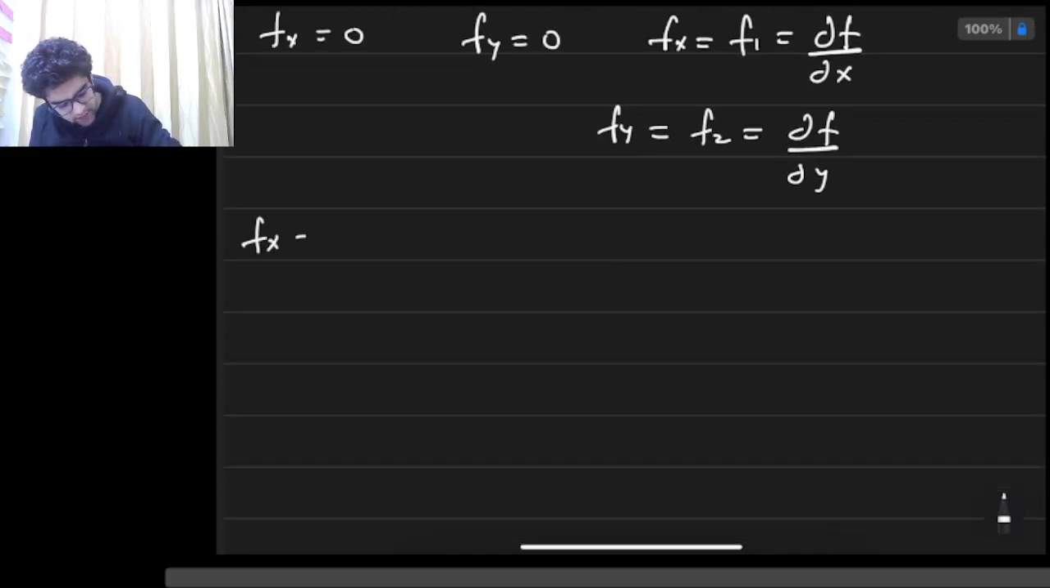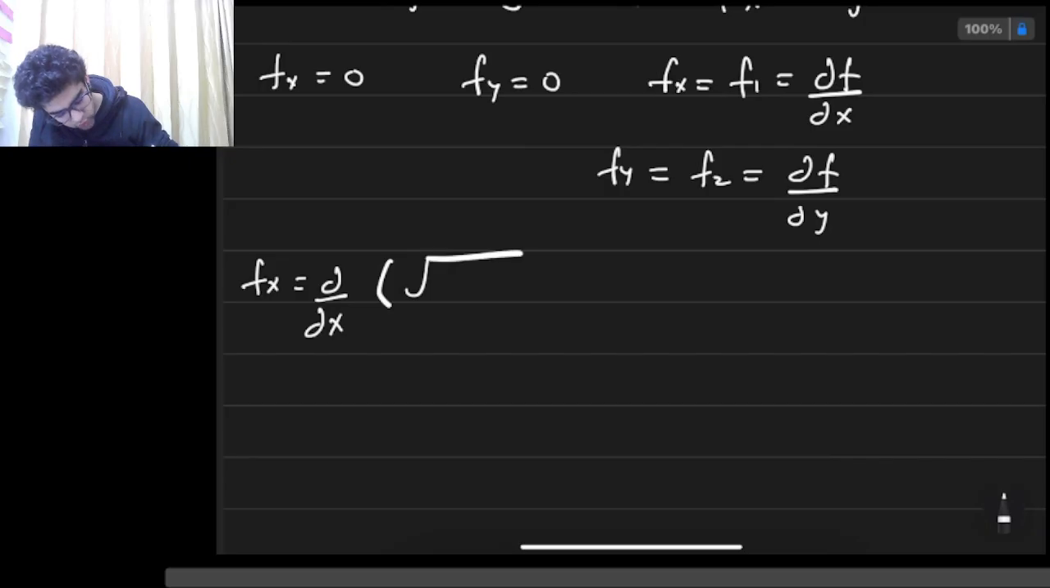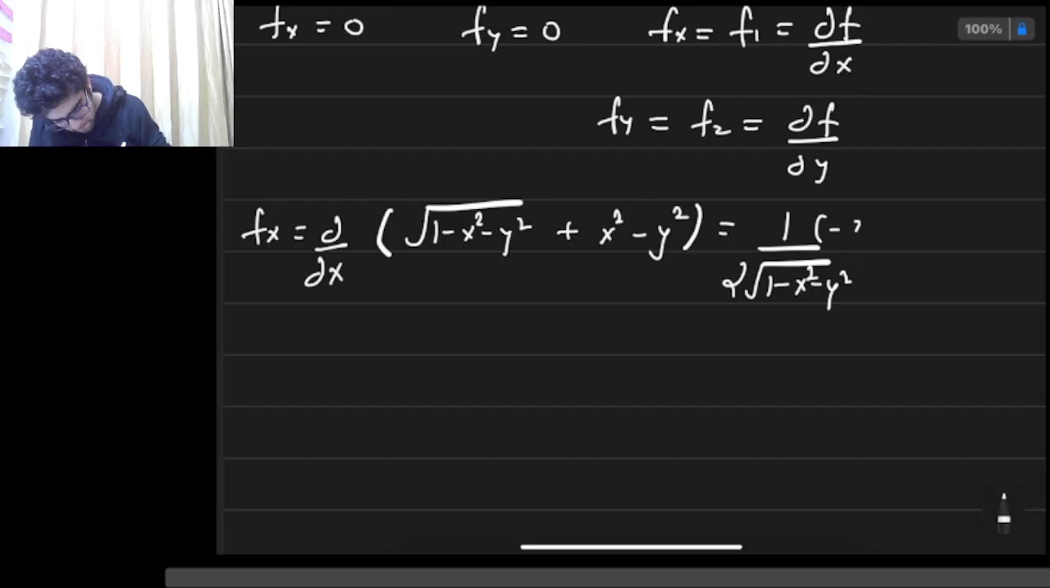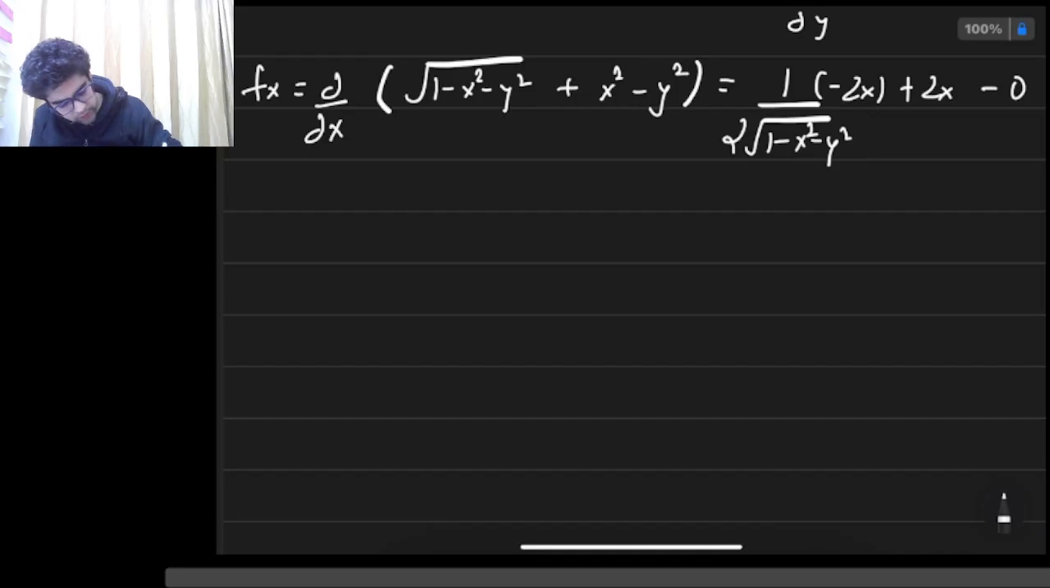So what is fx? Fx is del f by del x. Now what is f? F is root of 1 minus x square minus y square, plus x square minus y square, right? So this will give me minus 2x plus 2x, and this will be 0, right? So now I need to equate this to 0.